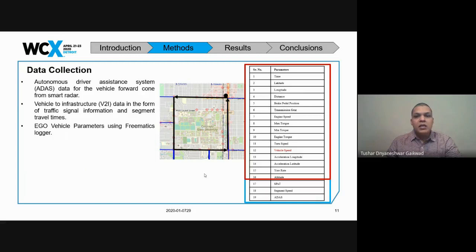The vehicle consists of different sensors for gathering data. It has ADAS for detecting objects in front of the vehicle. We were also able to get V2I infrastructure data in the form of traffic signal information and segment travel times. We also collected ego vehicle parameters using a Freematics logger. This map shows the signals along the drive route. The table beside it shows the various features we collected in the dataset.